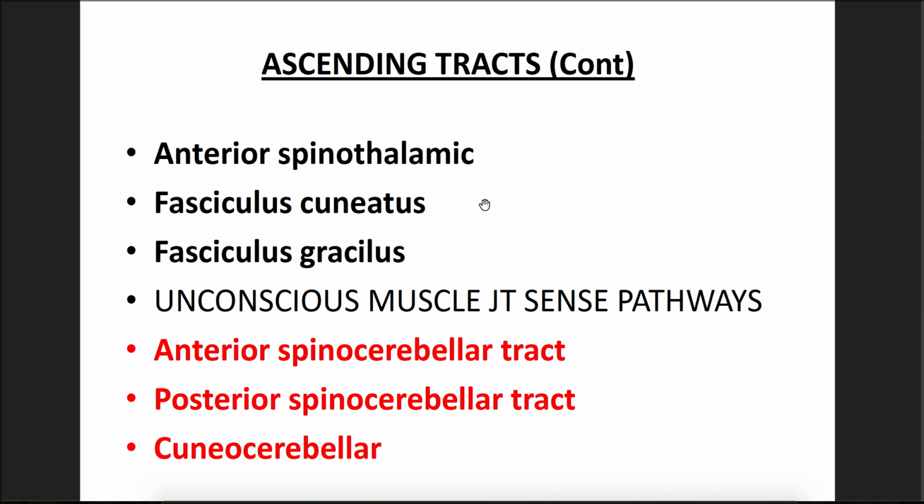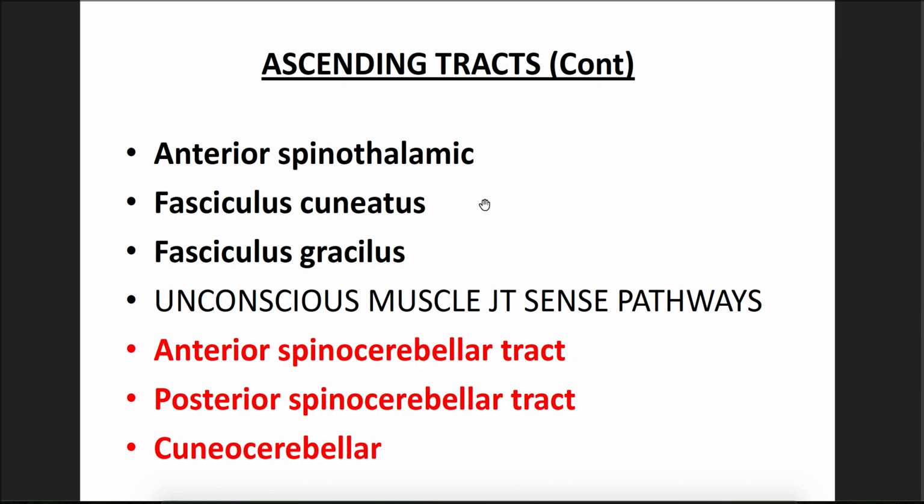Lateral and anterior spinothalamic for pain, touch, temperature; fasciculus cuneatus and fasciculus gracilis for conscious proprioception, which means that you are aware of how you are standing, how you are balancing your body. Now, the other ascending tracts I have written under the heading of unconscious proprioception or muscle joint sense pathways. And these are those tracts which travel through the spinal cord.